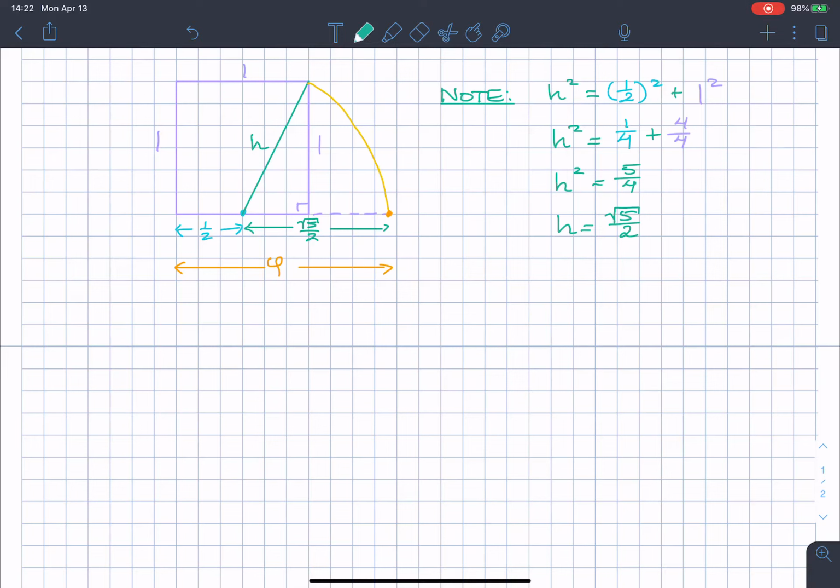Okay, so what is phi then? Well, phi is going to be 1/2 plus that hypotenuse, the square root of 5 all over 2. So the way we can write phi is simply 1 plus the square root of 5 all over 2. And that is the golden ratio.